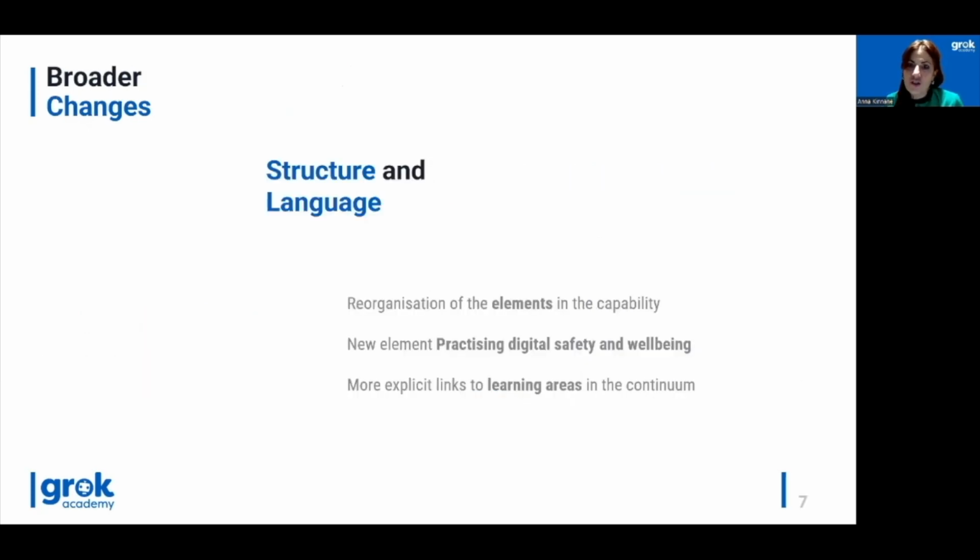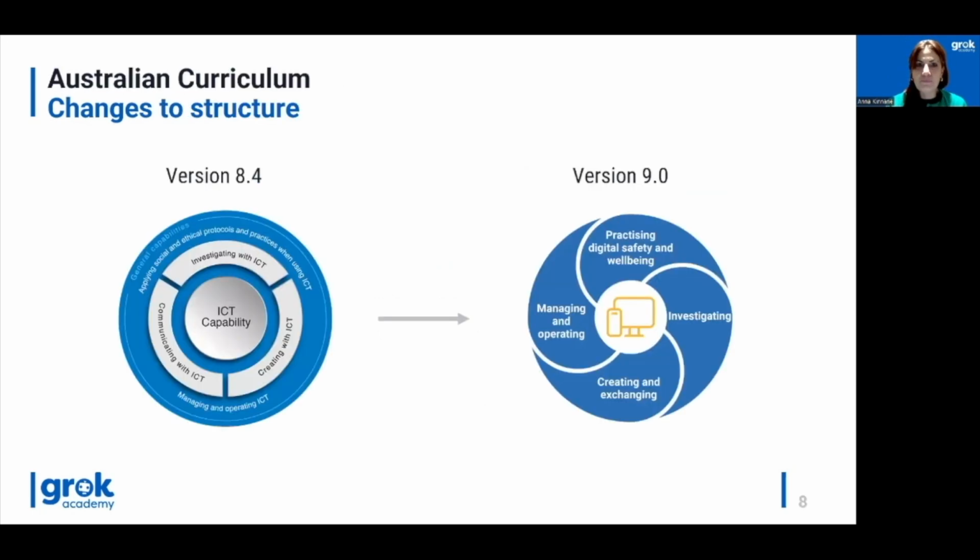Okay, so what's changed? I'm very happy that we've first and foremost changed ICT capability to a new name, digital literacy. The elements have been reorganised and we have a new name for one of them. We'll share that with you in a moment. We have a new element called Practicing Digital Safety and Wellbeing. It is very timely, I think. And the good news is that there are very explicit links to the learning areas within the general capability.